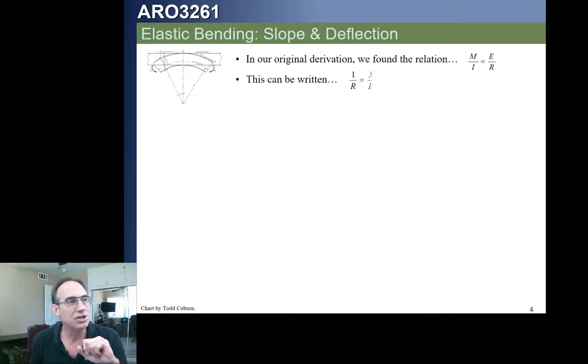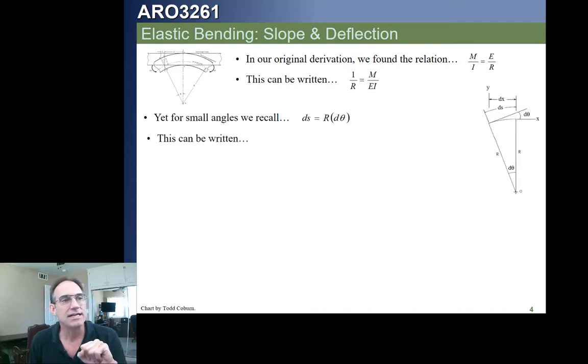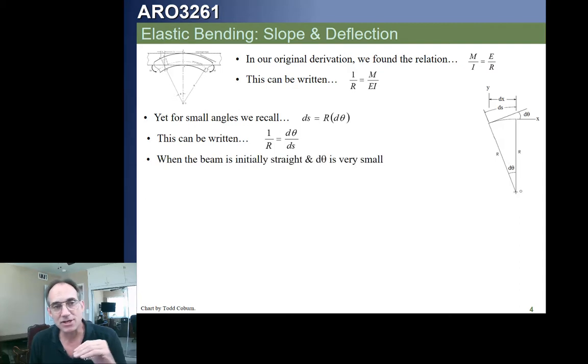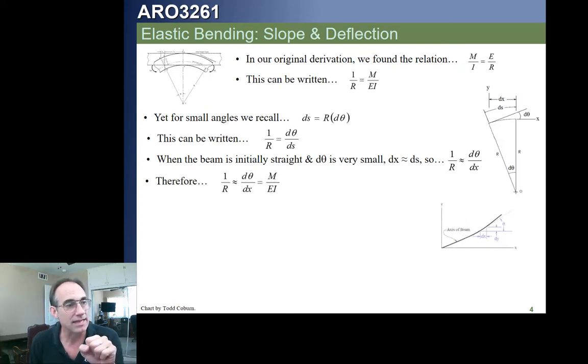So in our original derivation, we came up with this M over I is related to the E over R, radius of curvature relation, which we can rearrange. Take a look at a little incremental element. Note that the little ds is related to the radius of curvature and d theta. Rearrange that. When our beam is initially straight, if our d theta is extremely small, smaller than it will often be, but we'll pretend it's always true, then this relation is true, which we can write this way.